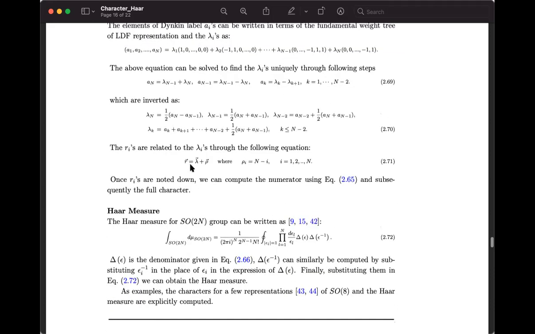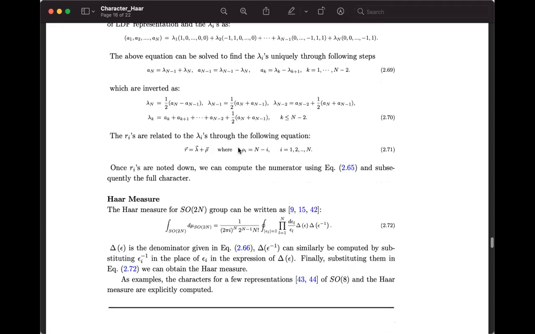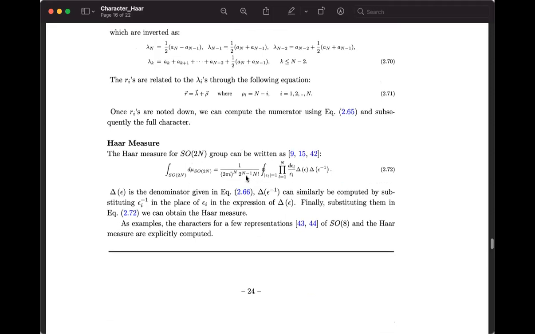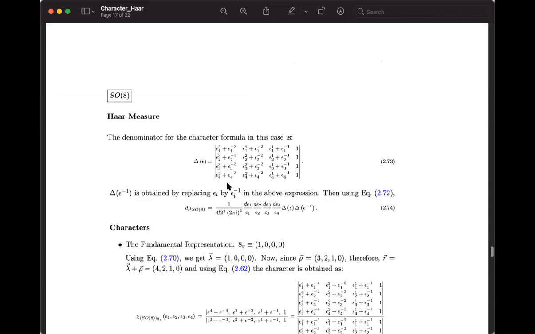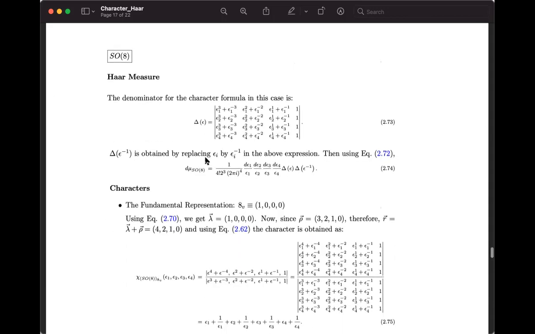Okay, and then r equals lambda plus rho, here rho equals n minus i. Okay, and this is unlike the SO2n plus 1. So again, here the Haar measure is basically 2 pi to the power n, and this is 2 to the n minus 1, n factorial, and then the Vandermonde product of these two determinants. One is a function of epsilon, another is a function of epsilon inverse, and we get the Haar measure. For example, let's start with the SO8. Okay, so SO8 rank is 4.